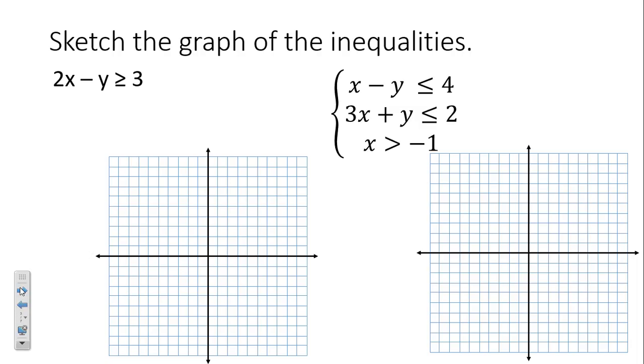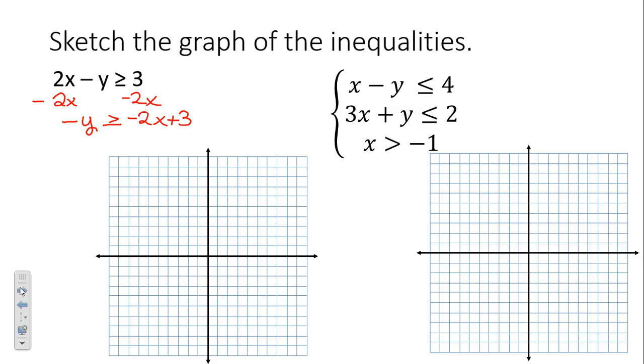Now we want to sketch the graph of 2x minus y is greater than or equal to 3. Okay, so 2x minus y equals 3 is what kind of function? Standard form of a linear equation, right? Linear inequality in this case. So we want to get the y all by itself, if we do what we typically do, and get it into slope-intercept form. So we take the 2x to the other side. And we'll have negative y greater than or equal to negative 2x plus 3.